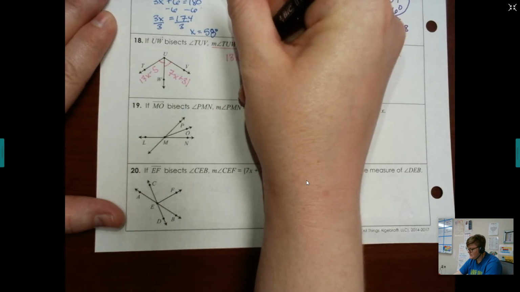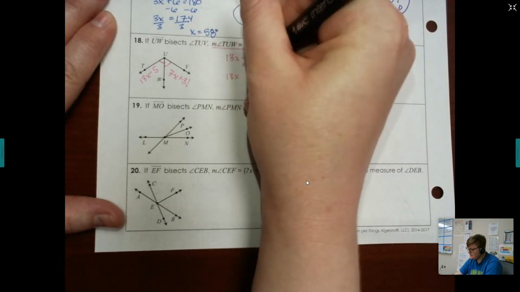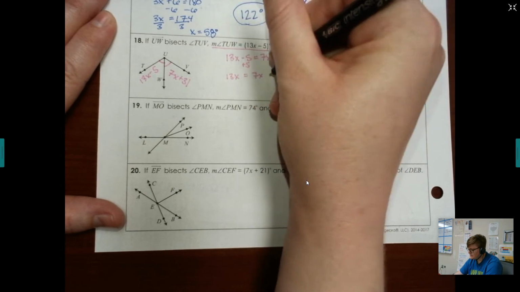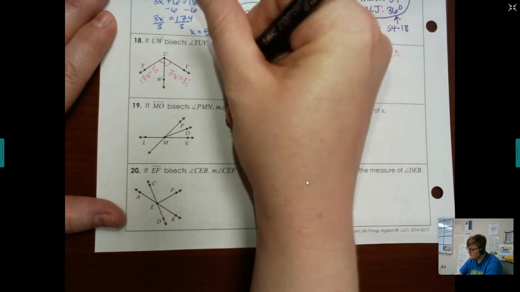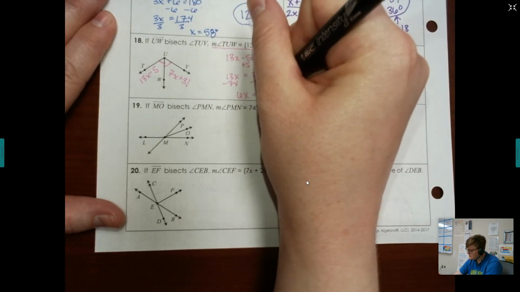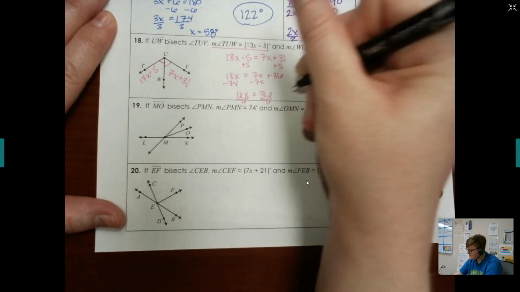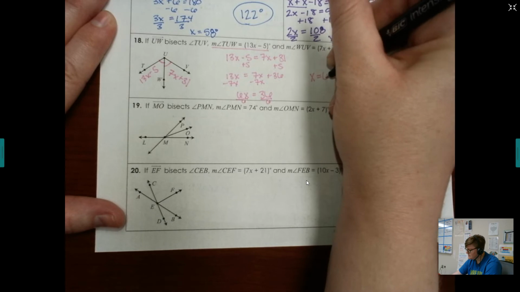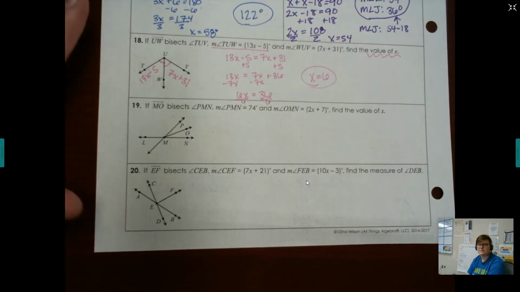And if I add 5 on both sides, 13x equals 7x plus 36. Subtract 7x. 6x equals 36. Divide out that 6. I get x equals 6. And since we just had to find the value of x, we're all done with it.